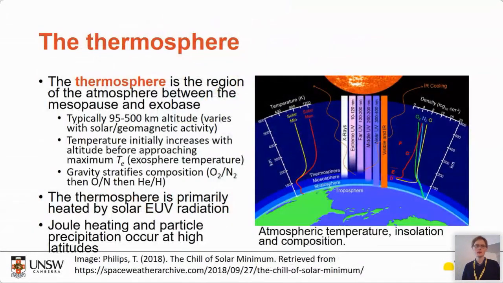The thermosphere constitutes the region of the neutral atmosphere above the mesopause, which is the temperature minimum in the atmosphere, and the exobase, where the fluid approximation breaks down. The atmosphere can no longer be considered a fluid above that point. Typically, this extends between 95 and 500 kilometres in altitude, but that varies with solar and geomagnetic activity.